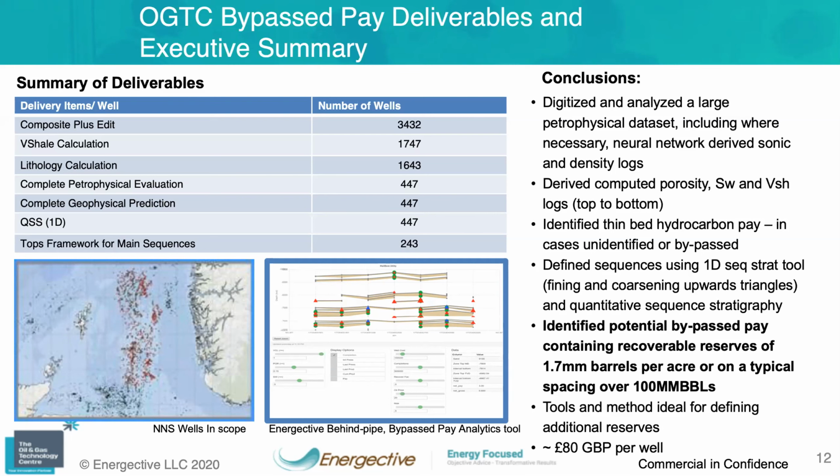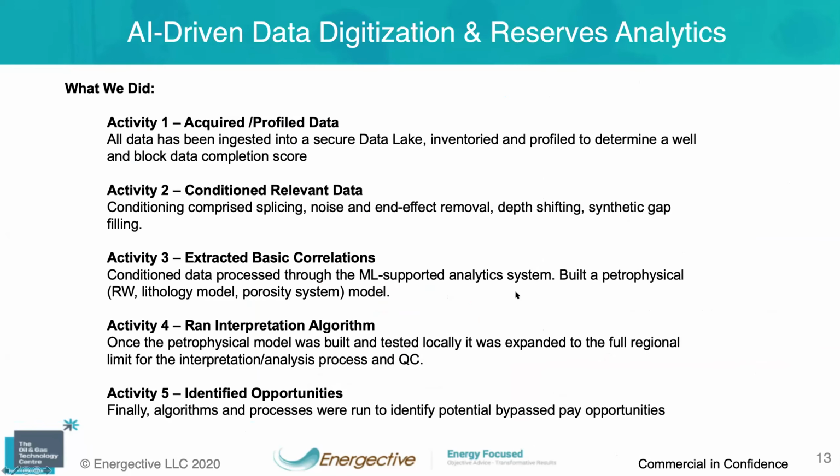We derive petrophysical parameters. We identified some thin bed hydrocarbon pay using a Thomas Steiber method. And in our first pass here, we identified about 1.7 million barrels per acre in the North Sea. So, hundreds of millions of barrels in bypass pay areas. Now, they're small, etc. But we started off here. We acquired the data. We conditioned it. I'm going to go through some of these pieces.